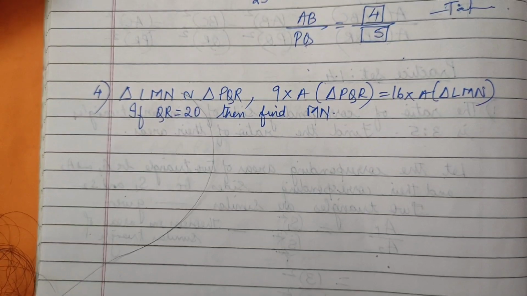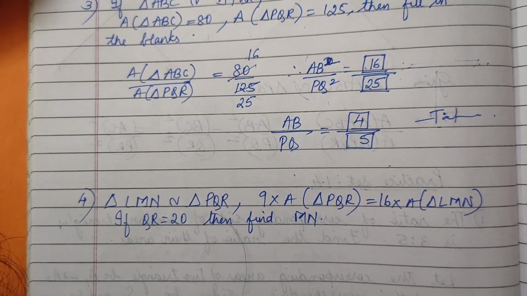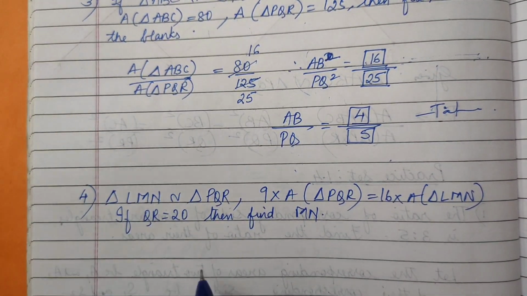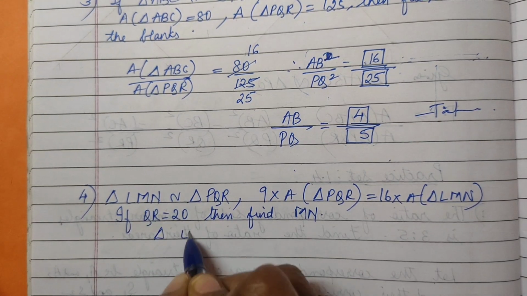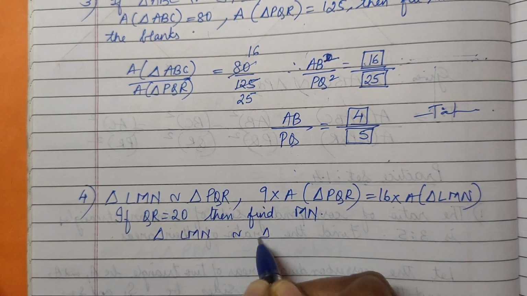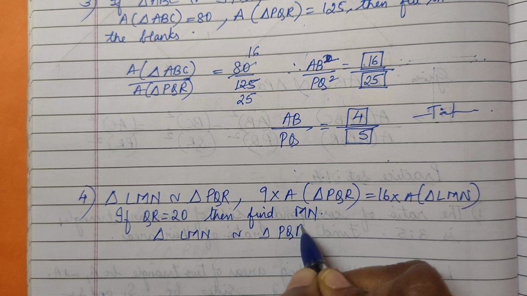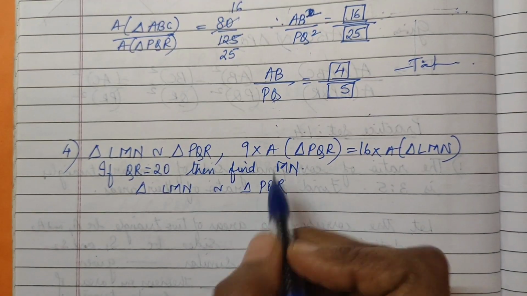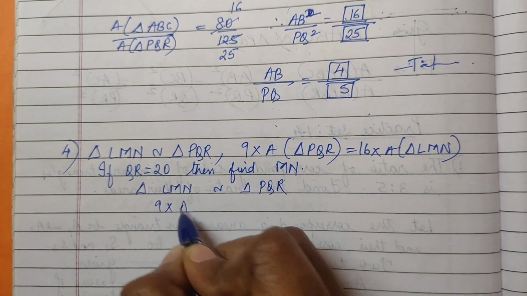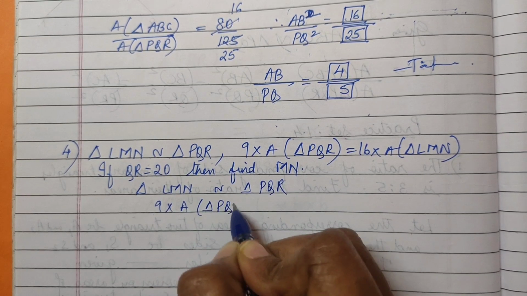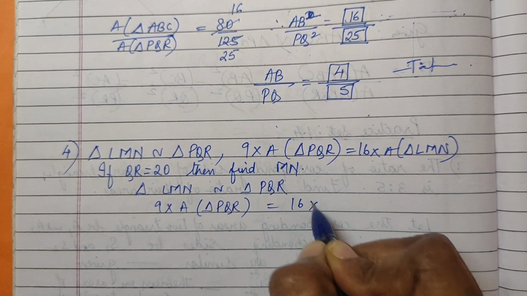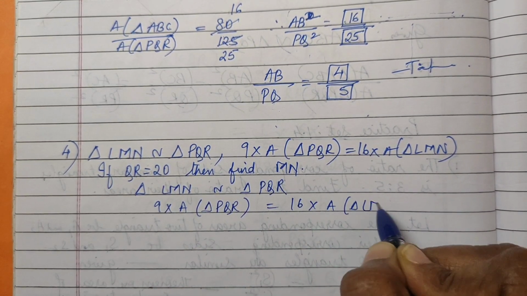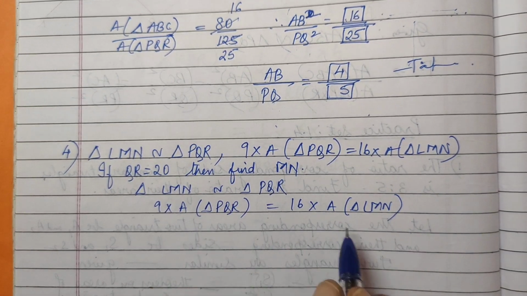So it is asking for the corresponding sides here, right? So what will we do? First, we will write what is given here. That is, triangle LMN is similar to triangle PQR. Once we have written this, then we will write 9 into area of triangle PQR is equal to 16 into area of triangle LMN. See, this is given in the product form.